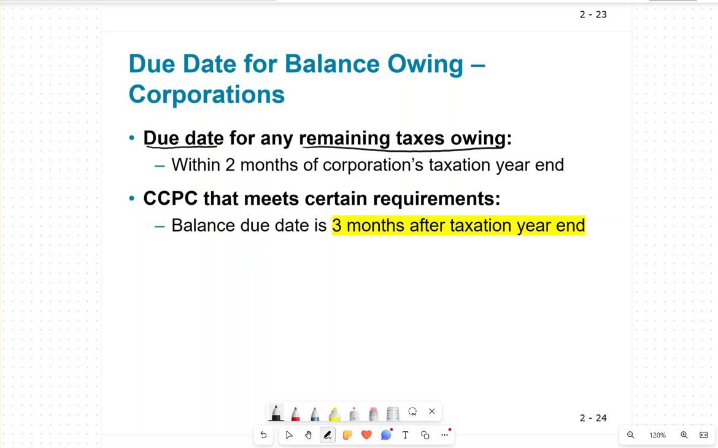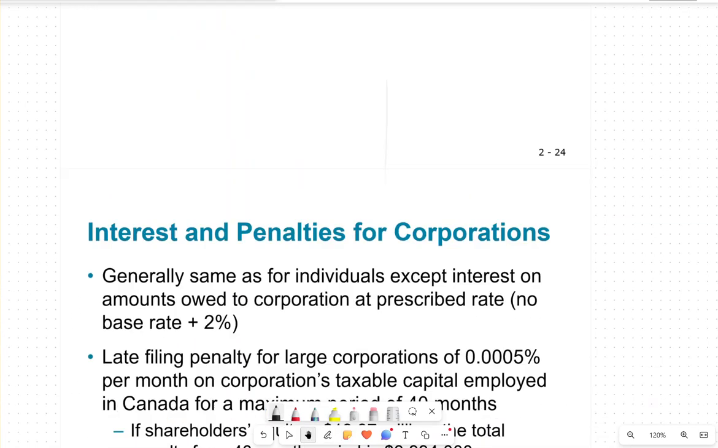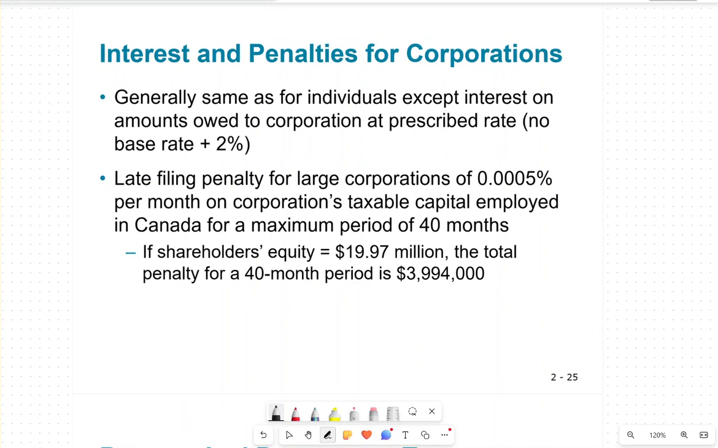Now if it was a CCPC that meets certain requirements, the due date is 3 months after the taxation year end. So this is for the CCPC, the small business. Again, the penalties are a little bit less under corporations.